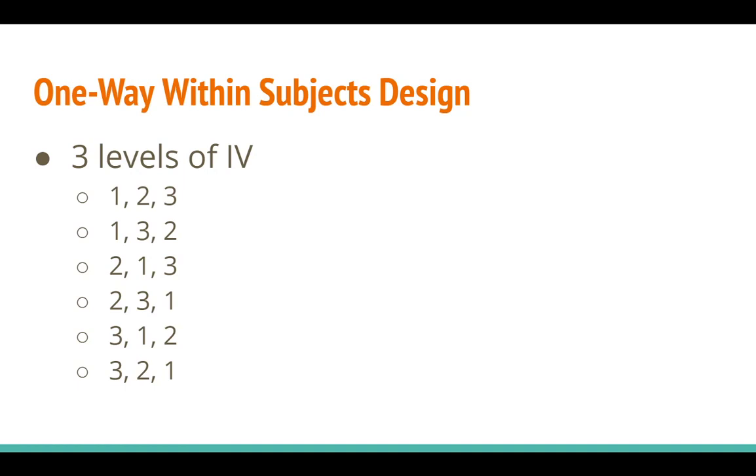But with 4 levels of an IV, this starts to become more and more difficult. So you see, with 3 levels, we have 6 orders. But with 4 IV levels, then we have 24 possible orders. With 5 levels, we have 120 possible orders. So in this case, it would be probably impossible to make sure that everyone has one of the orders. You would just randomly assign them.